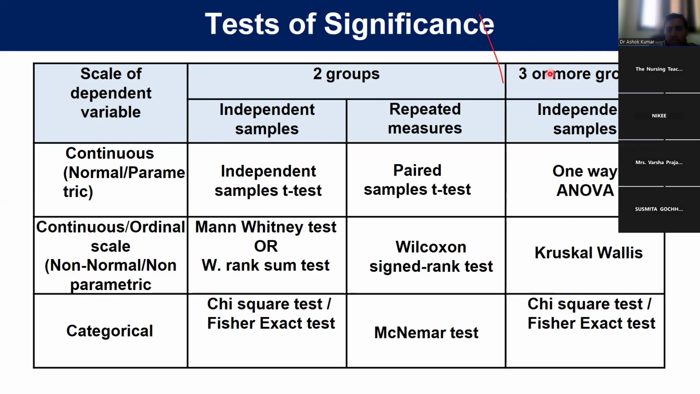And this is the same for chi-square or Fisher's exact test. If there are three or more than three groups, and they are independent, and the dependent variable is categorical, then we can go for chi-square or Fisher's exact test. Same as with two groups. So this is the most important slide for hypothesis testing or test of significance.